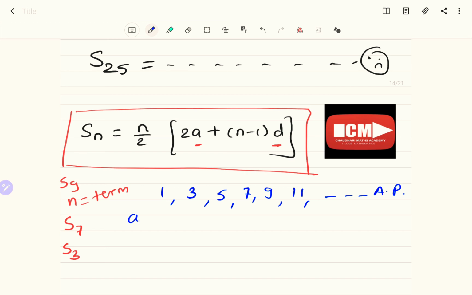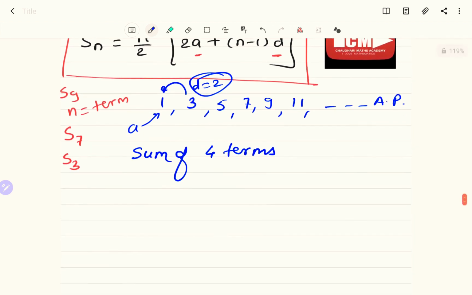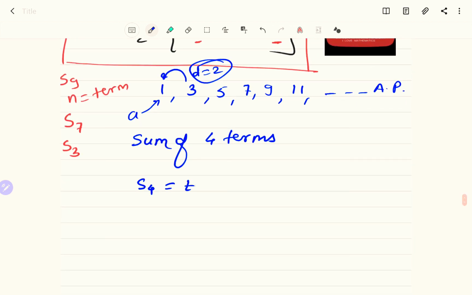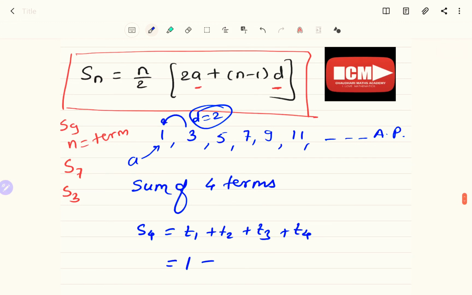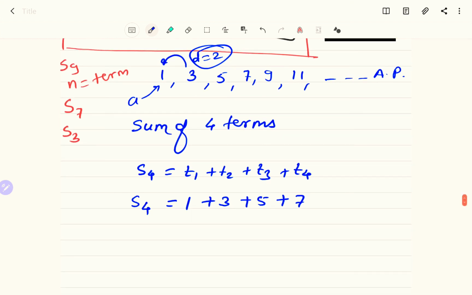So the first term of this AP, a, is 1 and the common difference in this case is 2, right? And let's say we want the sum of the first 4 terms of this AP. Sum of 4 terms means they are expecting S4. Finding S4 means T1 plus T2 plus T3 plus T4. This is actually a manual way of finding a summation, meaning 1 plus 3 plus 5 plus 7. So this is nothing but S4. This is the way that you have to find S4, right?